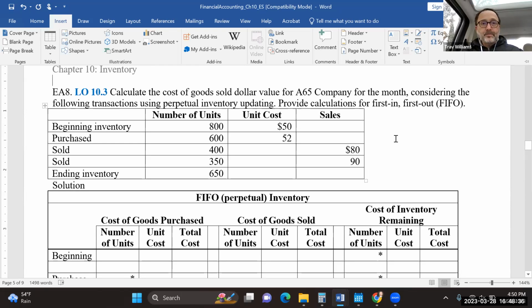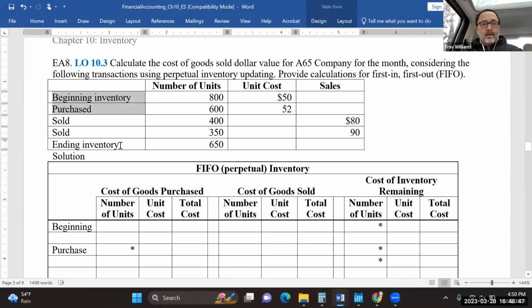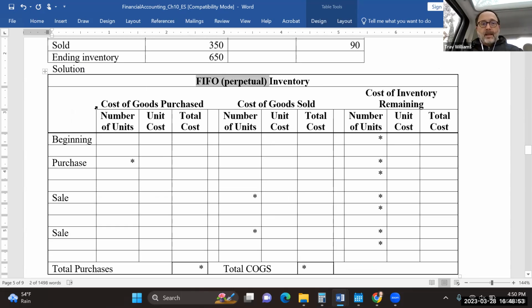So up here we have the data. We see we have some beginning inventory, then a purchase, then we have 2 different sales, and then we have some ending inventory. So we use this table down here. This one is going to be FIFO, first in, first out, using the perpetual method. And notice we've got a group of columns here that have to do with goods that we purchased. The number of units, cost per unit, and then the total cost. And then we have cost of goods sold. Again, number of units, unit cost, and total cost. And over here, we have the inventory that's remaining.